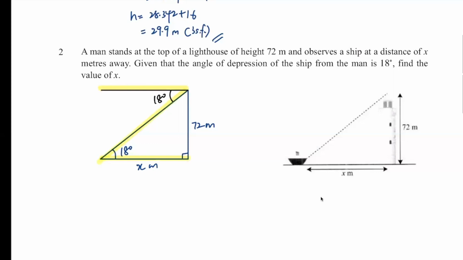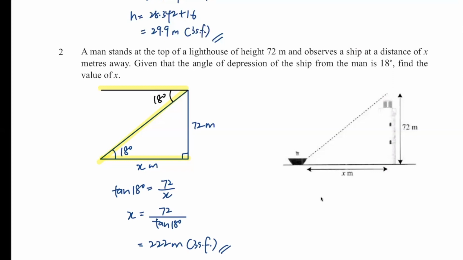So what you can do is to use the alternate angles, and then you say that tangent 18 degrees is opposite over adjacent. And you find your x by taking 72 divided by tangent 18, and you press your calculator after that. You will get 222 meters, 3SF. So the ship is 222 meters away.